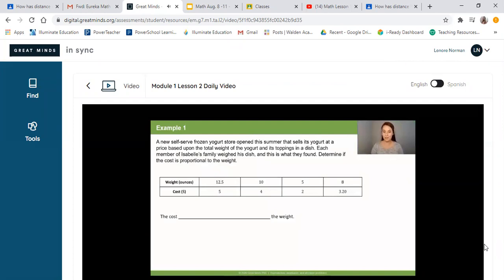A new self-serve frozen yogurt store opened this summer that sells its yogurt at a price based upon the total weight of the yogurt and its toppings in a dish. Each member of Isabel's family weighed his dish, and this is what they found. Determine if the cost is proportional to the weight. I'm wondering, does everyone in Isabel's family pay the same cost per ounce for the frozen yogurt? How could we find out?